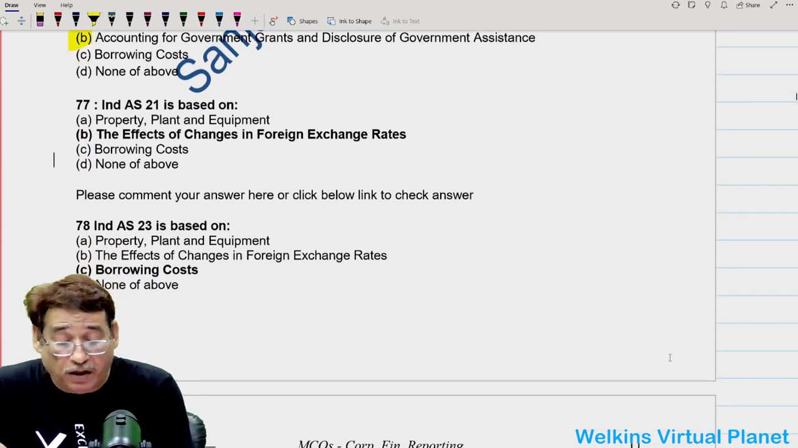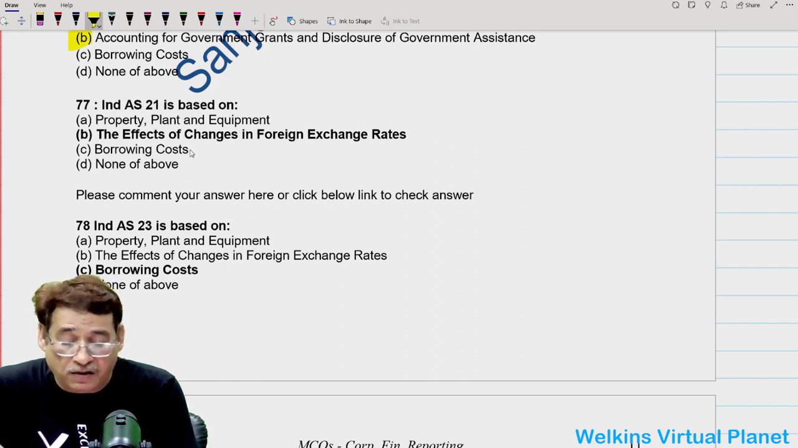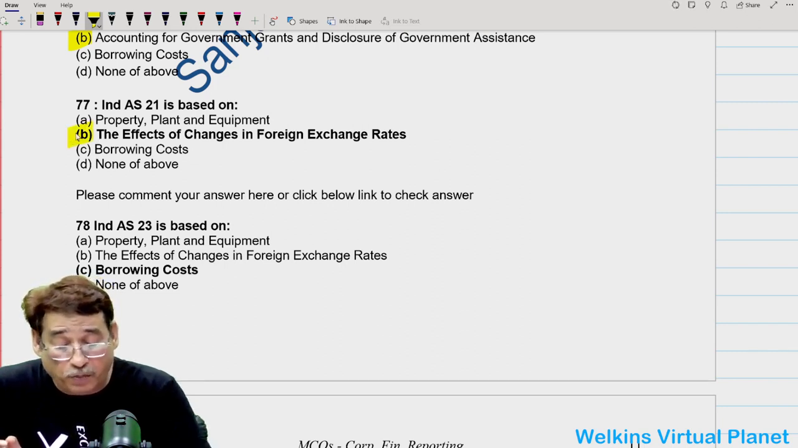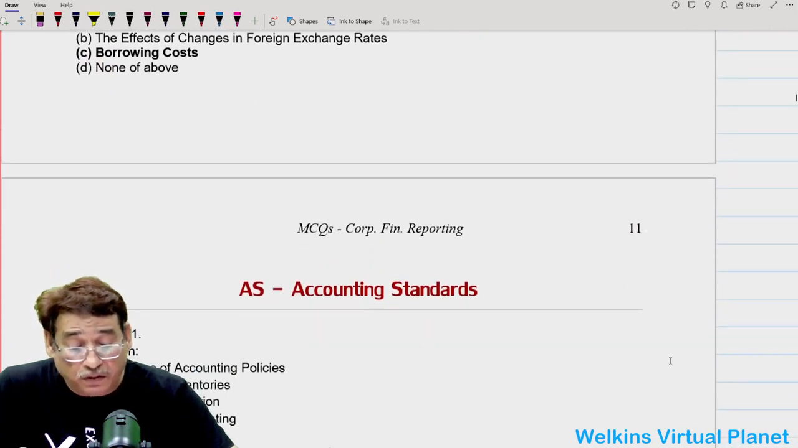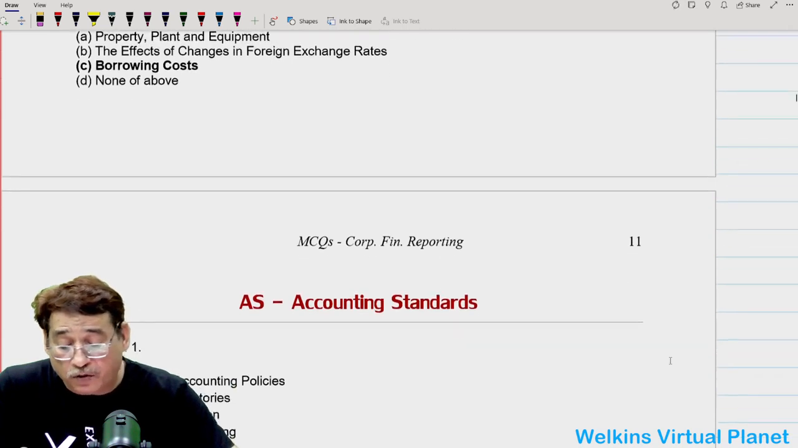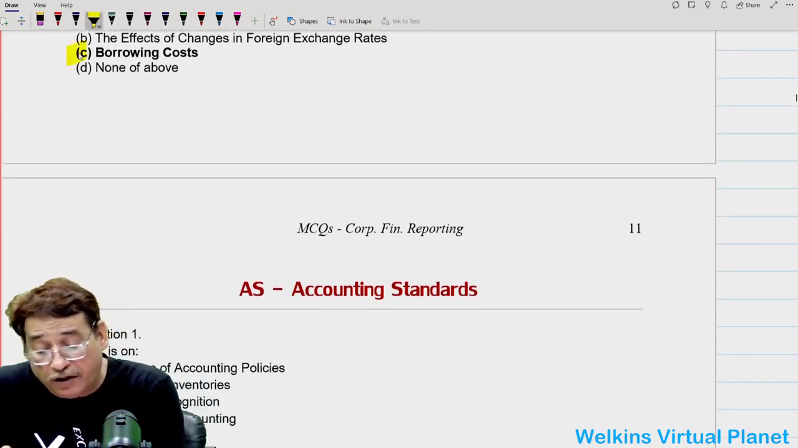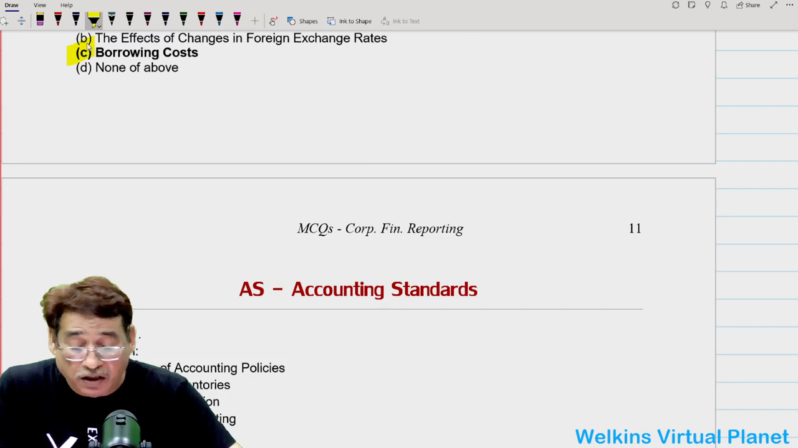Ind-AS 21 is related to property, plant and equipment, no. Ind-AS 16 is related to it. Is it related to borrowing cost? Ind-AS 23 is related to borrowing cost. So your answer should be the effects of changes in foreign exchange rates. Ind-AS 23 is related to borrowing cost, I need not tell it.